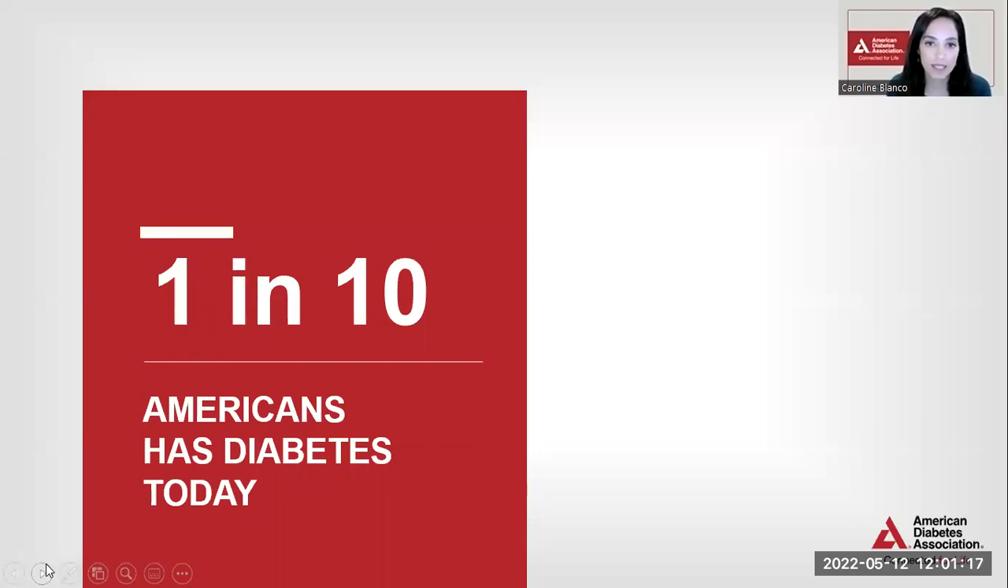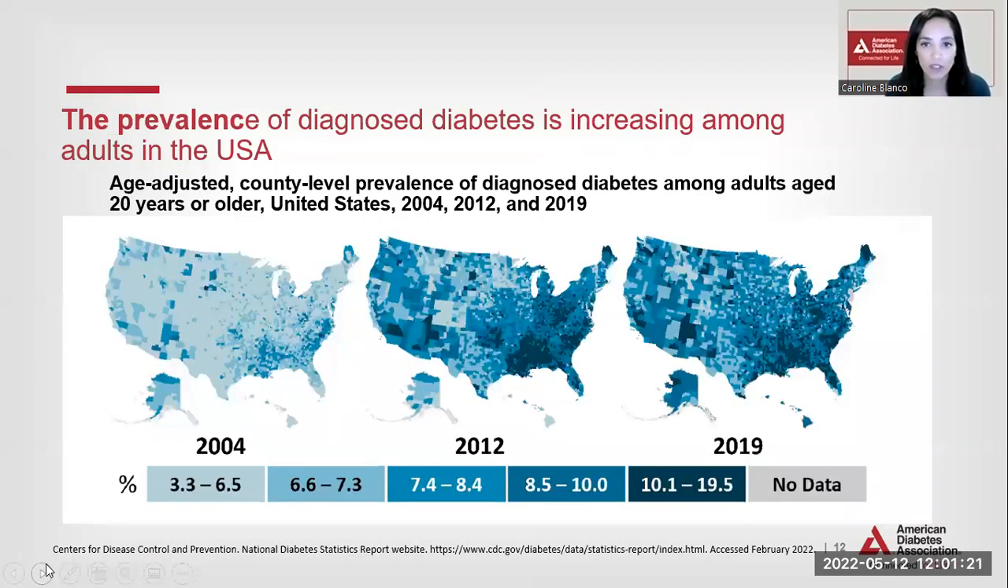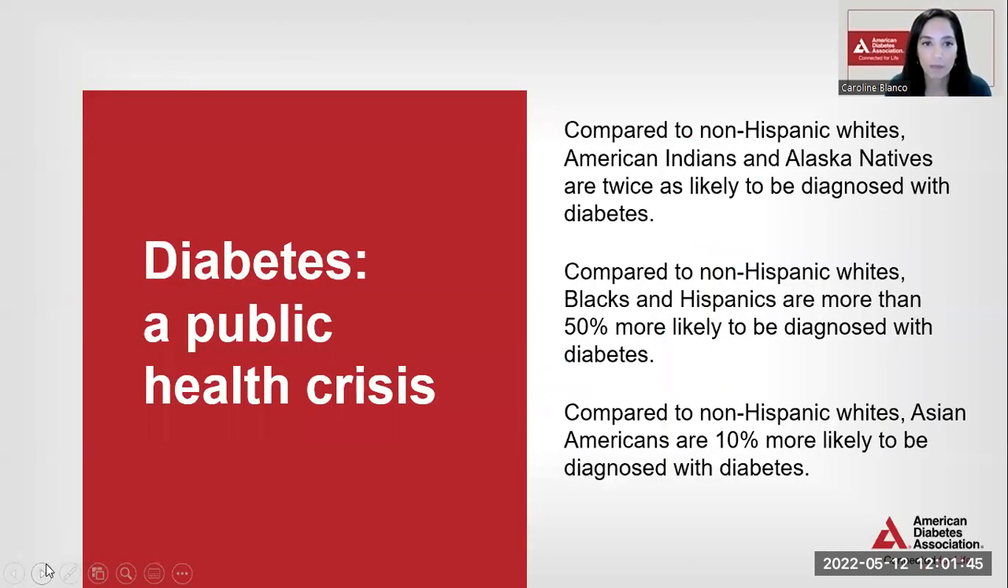So the CDC statistics also show on our next slide the continuing increase of rates of diabetes among adults in the US. So you can see this in your county, in your state, in your area. These resources are also available on CDC's website, so you can see how diabetes rates have really increased over the years. And if you go to the next slide, we also see that diabetes is a public health crisis.